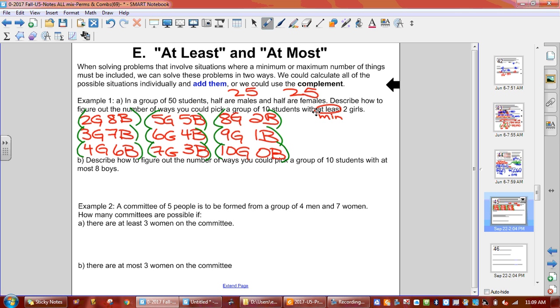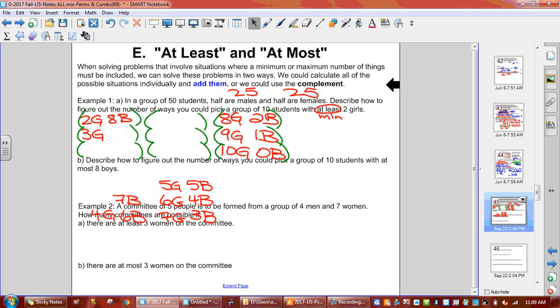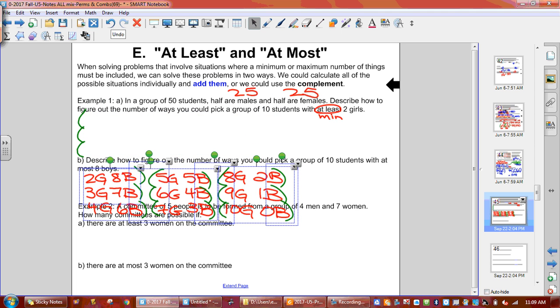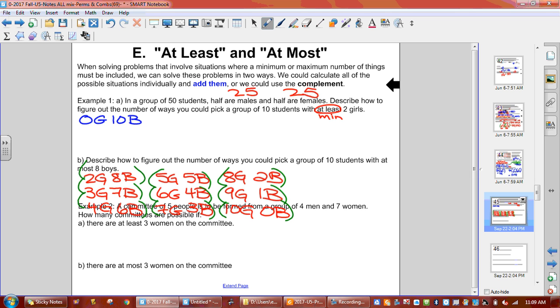So I'm going to move all of those down here. Hang on, let's group them together and move them down. Okay, we're moving those down. And now we're going to do what we said. So we're going to do no girls and 10 boys. And then we're going to do 1 girl and 9 boys. So that becomes 25 choose 0, times 25 choose 10.